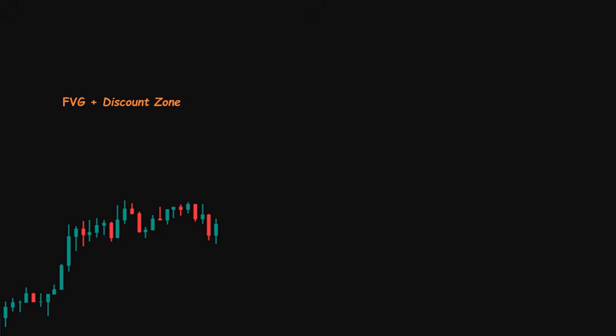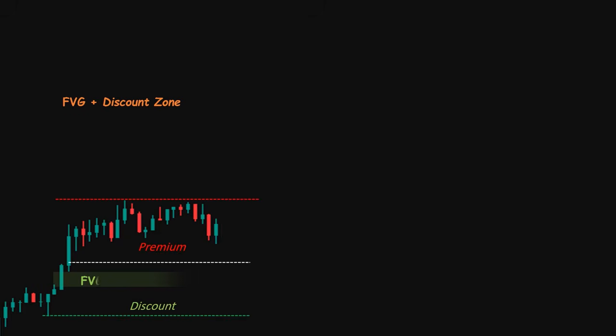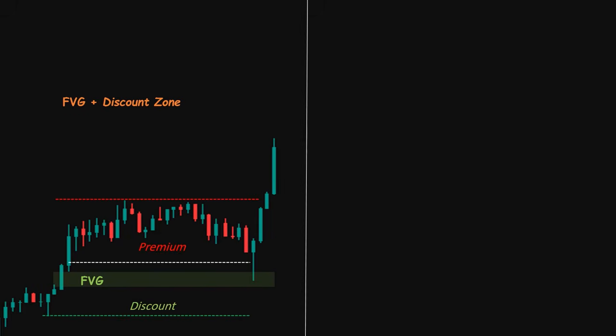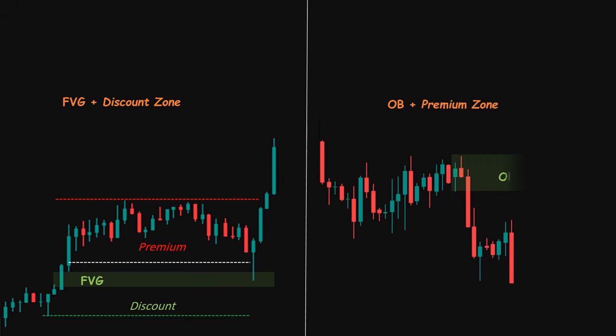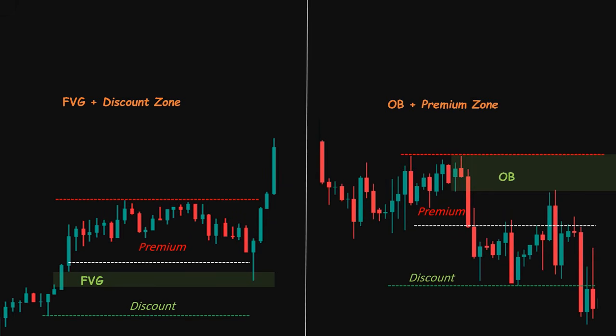You can pair your chosen concept with tools like premium and discount zones, or use OT level. For example, if you spot a fair value gap inside a discount zone, that often signals a potential low forming. On the other hand, if you find an order block sitting in a premium zone, that could hint at a potential high forming. The idea is to combine multiple layers of logic: price structure, imbalance, and premium/discount context, so your entries become more precise and higher probability.